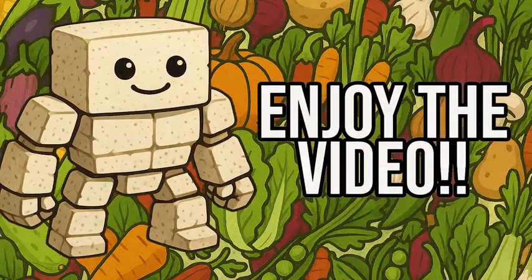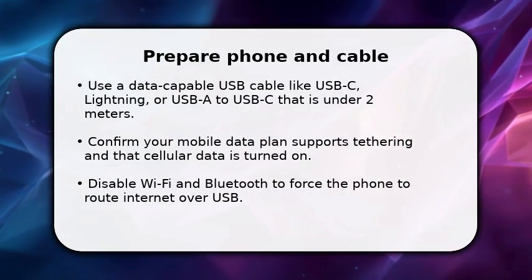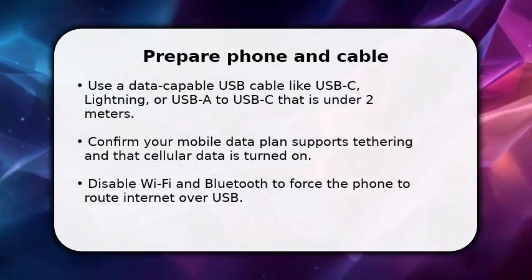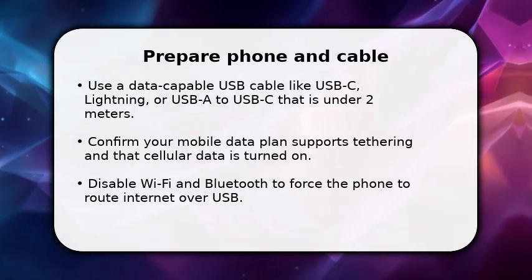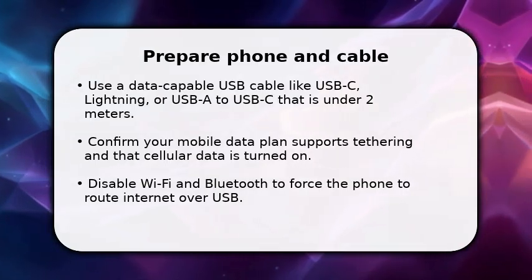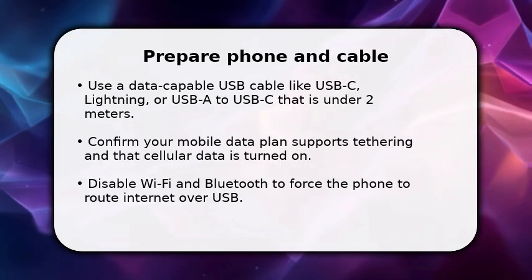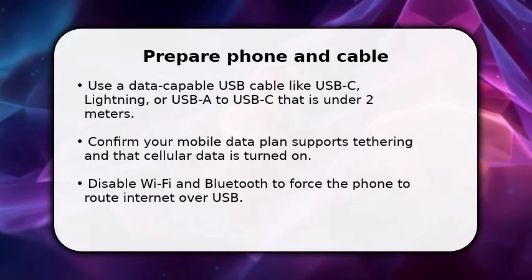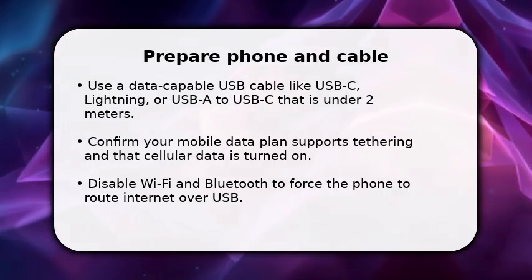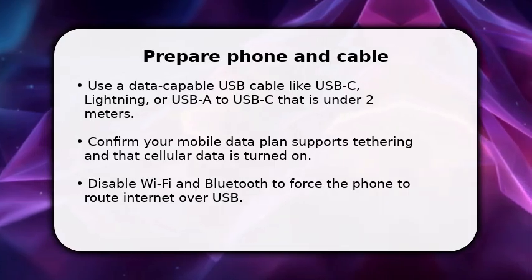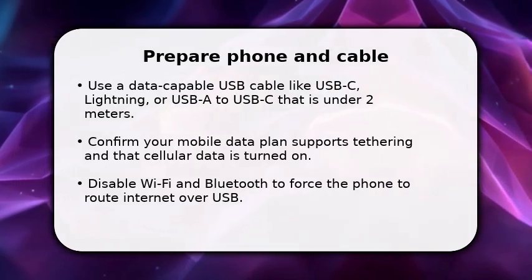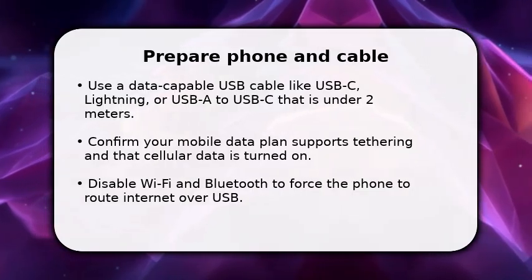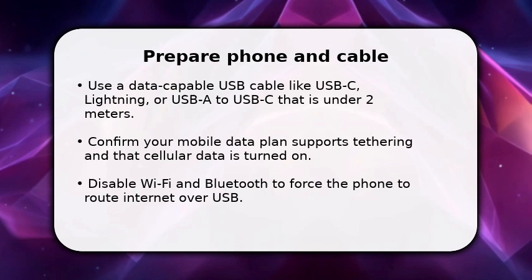First, use a data-capable USB cable, like USB-C, Lightning, or USB-A to USB-C that is under 2 meters. Verify your mobile data plan allows tethering and confirms cellular data is turned on. Turn off Wi-Fi and Bluetooth to force the phone to route internet over USB for a predictable connection. Keep your phone unlocked while you connect so drivers and permissions complete. If the cable is charge only, the computer will not detect the network interface.